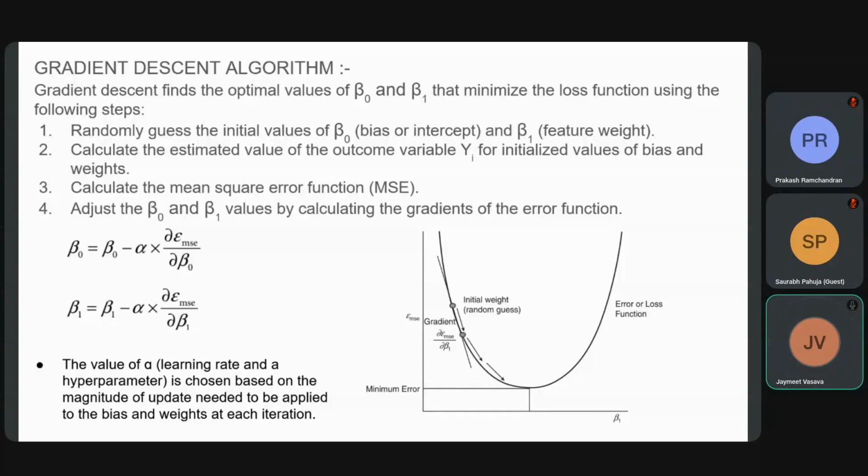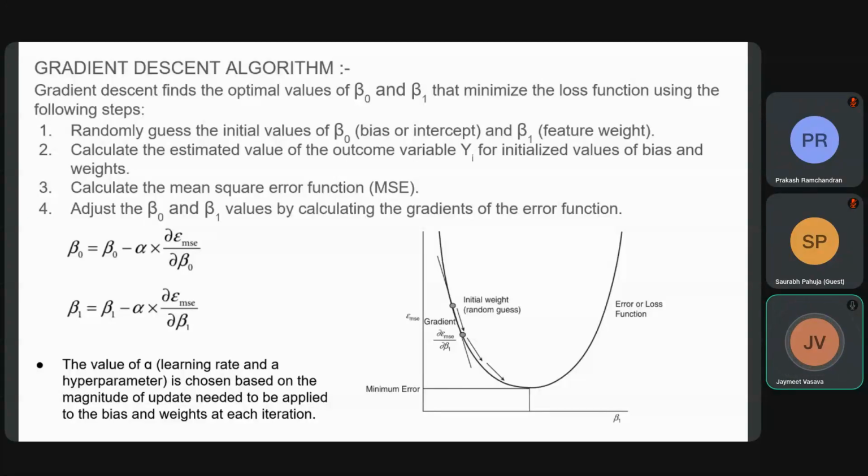Going to the steps, randomly guess the initial values of beta 0 and beta 1, or the intercept and the feature weight or coefficient. As we move forward in this session, the intercept will be called bias, and the coefficients will simply be called weights. Then calculate the estimated value of the outcome variable yi for the initialized values of bias and weights, and calculate the mean square error function, MSE.